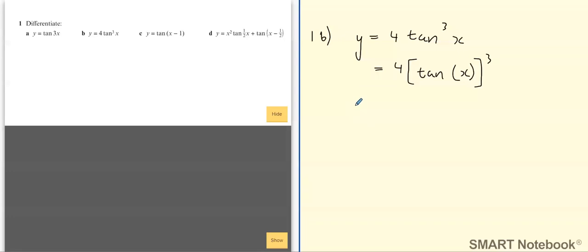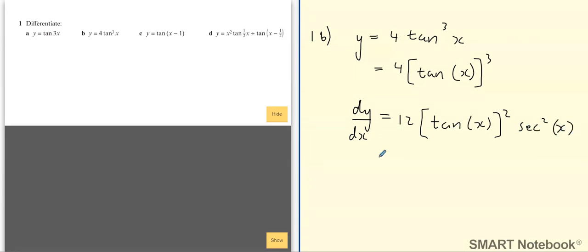You should remember, with differentiating a bracket, you're going to multiply the power down, 12, take 1 away from the power of the bracket, that becomes 2. And then what do you have to do? You have to remember to multiply by the differential of this bracket. So the differential of tan x is sec squared x. And so we get 12 tan squared x sec squared x.